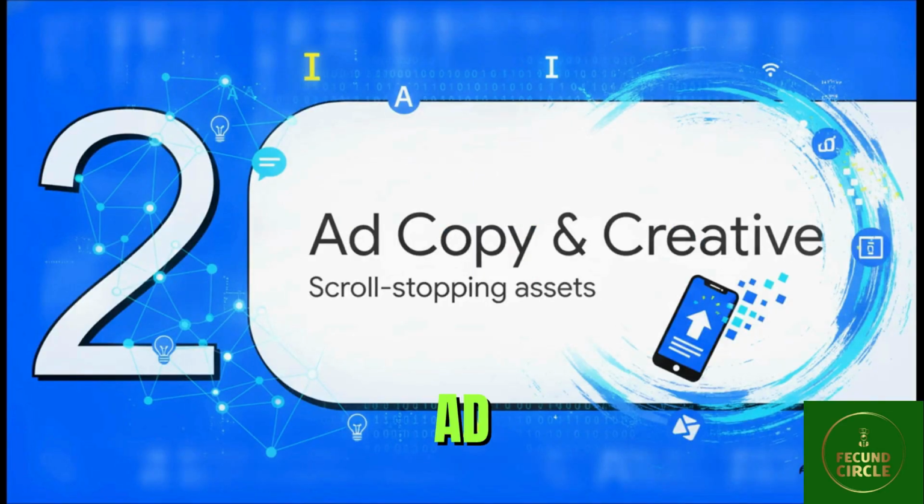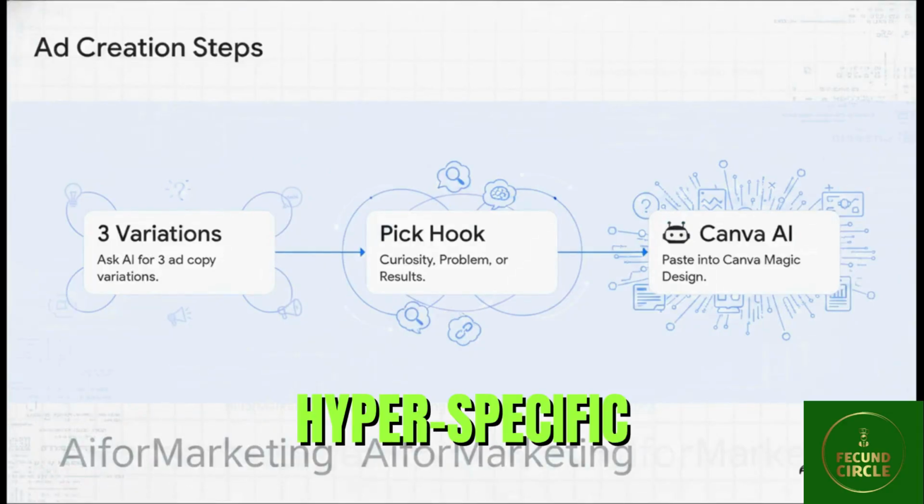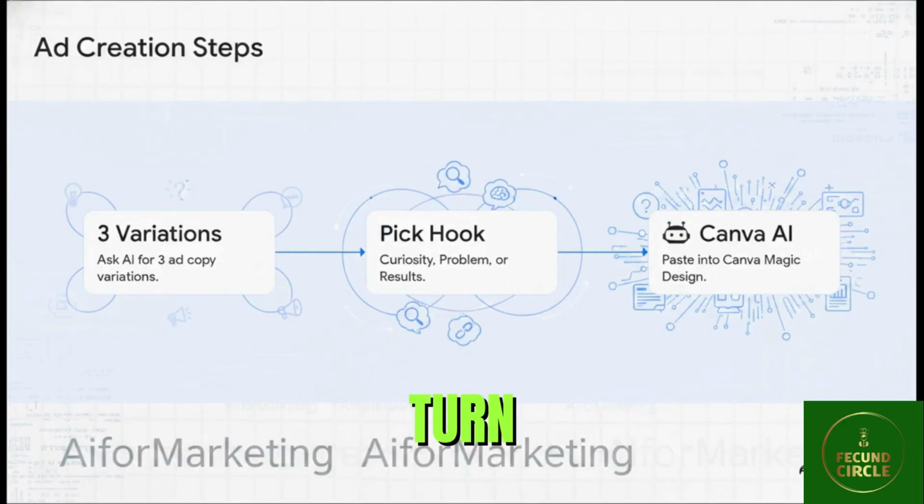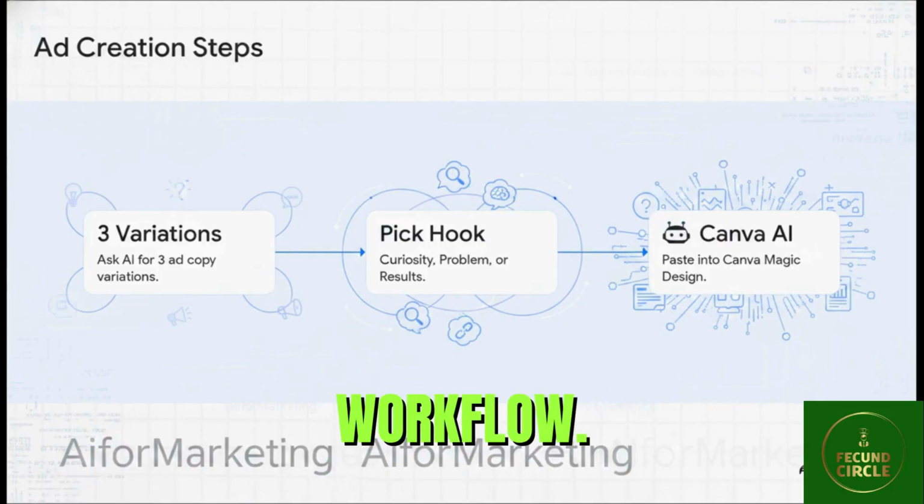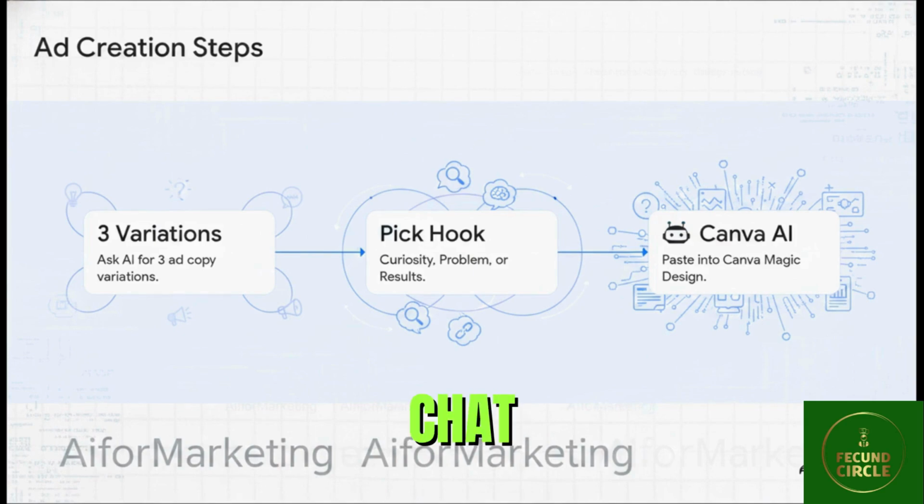Moving to section 2, ad copy and creative. Turn your message into scroll-stopping assets. So here is where we take that hyper-specific profile we just built and turn it into real-world assets. It's a super simple 3-step workflow. First, stay right there in your AI chat and ask it to write out 3 short ad variations. Second, make sure you're testing different angles, so ask the AI to use a different hook for each. Make one driven by curiosity, one focused on a problem, and one highlighting results.